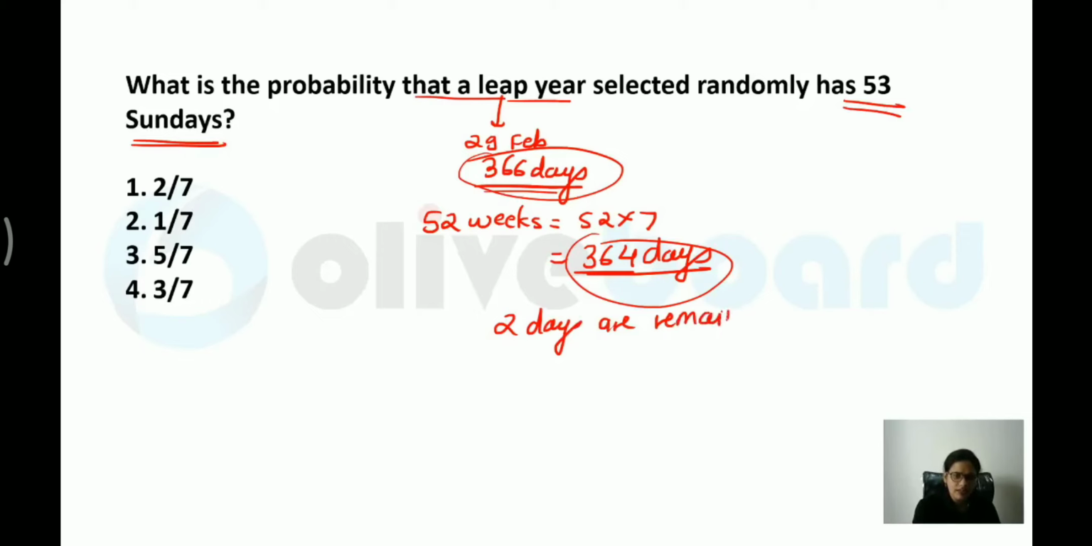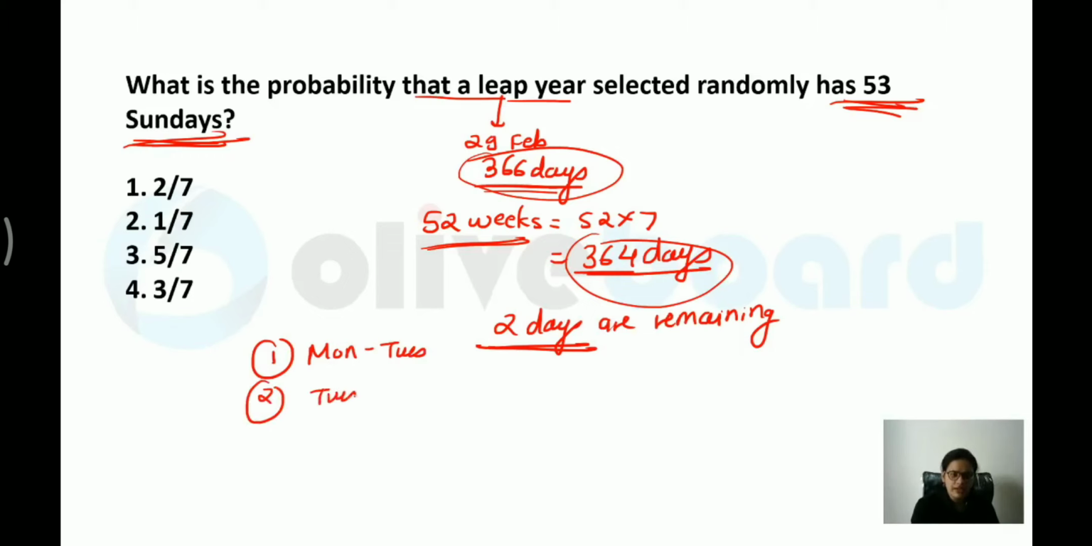Now, out of them, what is my required probability? I want 53 Sundays. When I am talking about 52 weeks, 52 Sundays would be there. I want an additional one over here. Now, how many values are possible for these 2 days? You can try these values. Monday, Tuesday can be the pair, or you may have Tuesday, Wednesday. Then the third possibility is Wednesday, Thursday. So these 2 days can be any days.